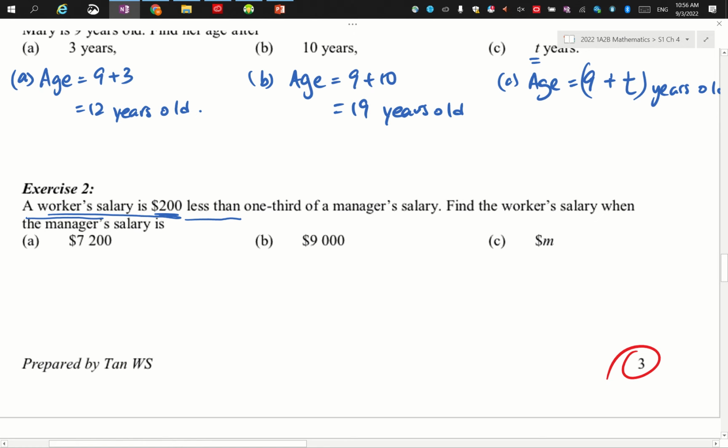So what am I comparing with? I'm comparing with 1/3 of the manager's salary. What does 1/3 mean?